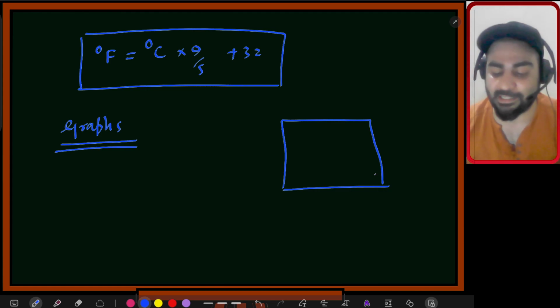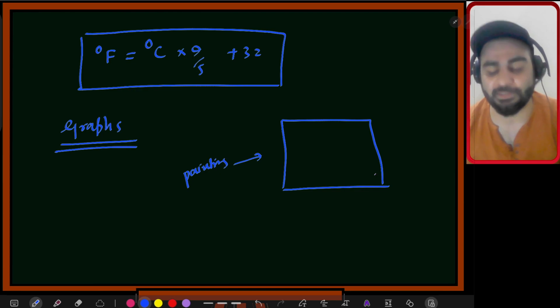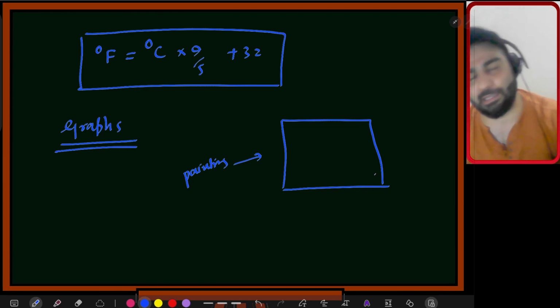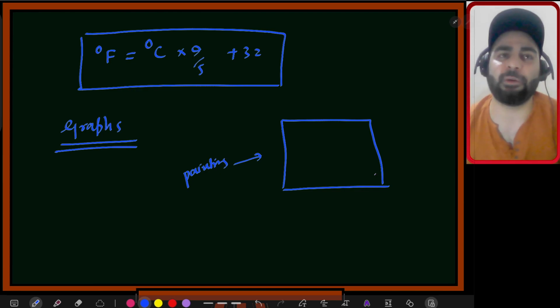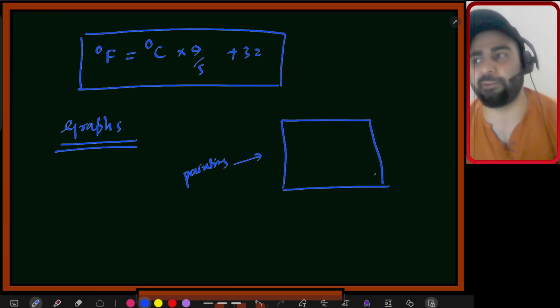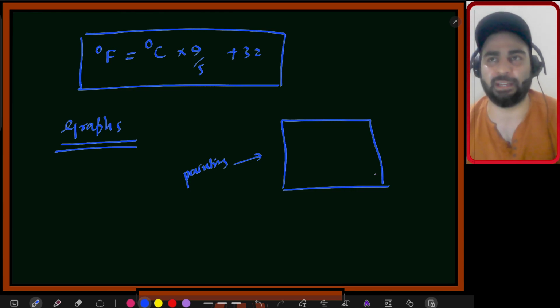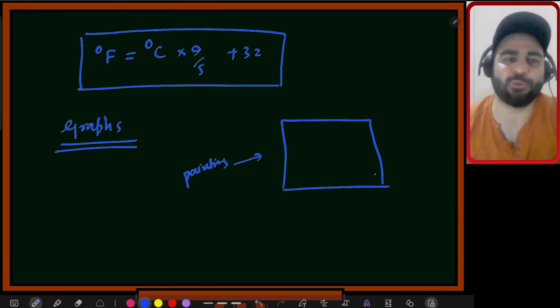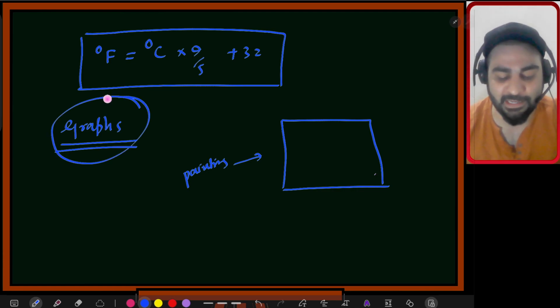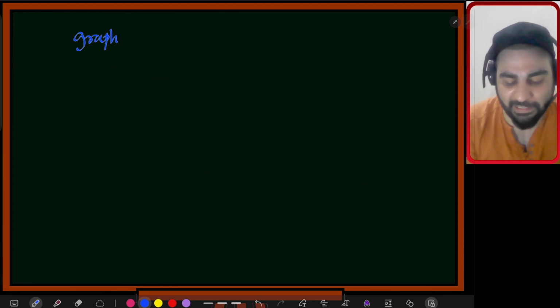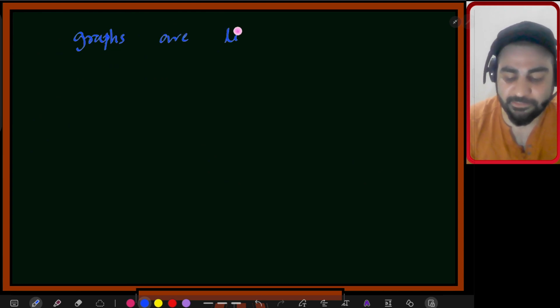Now there are people who paint very well, and painting also is art. If somebody paints a boat, an ocean or something, people understand different meanings. They derive different meanings from paintings. Again in mathematics, we have a counterpart. We have graphs. Graphs are like paintings.